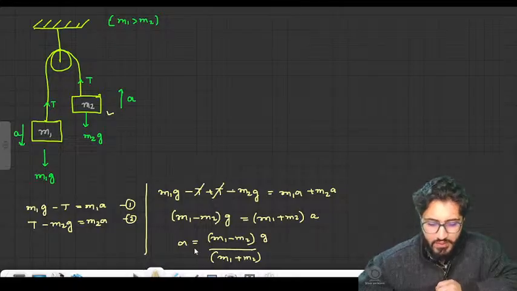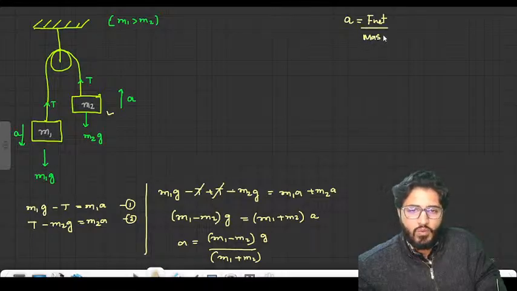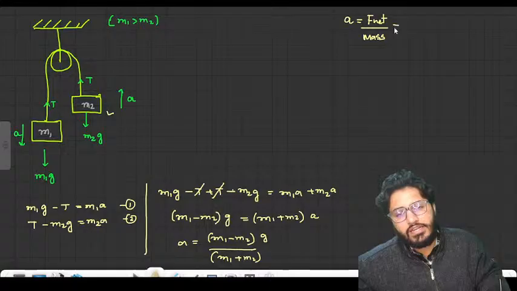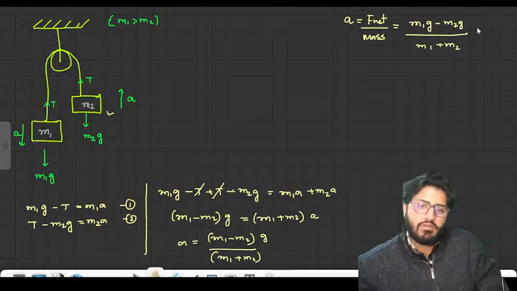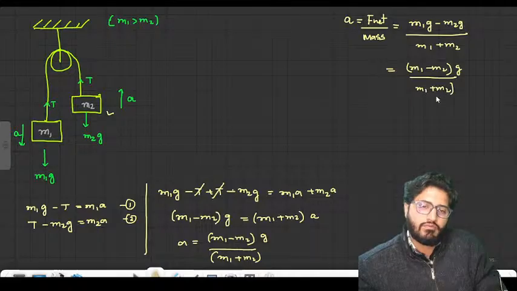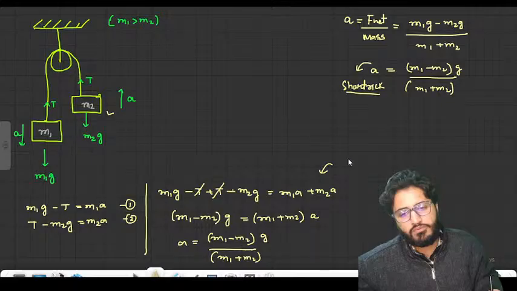Easy or super easy? But there is a short trick now. What is a? Net force divided by net mass. What is net force? One force is m1g, so the more force is m1g minus m2g. Total mass is m1 plus m2. You can write it now: (m1 minus m2) into g divided by (m1 plus m2). This one is by the short trick, and the earlier one is from basics.